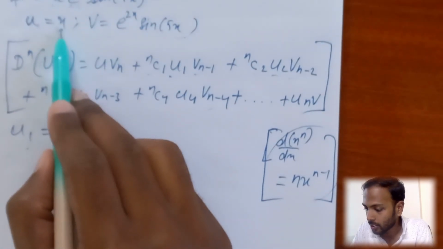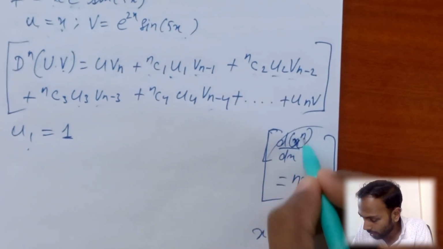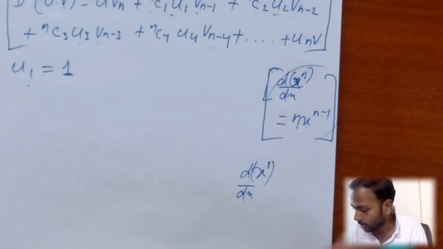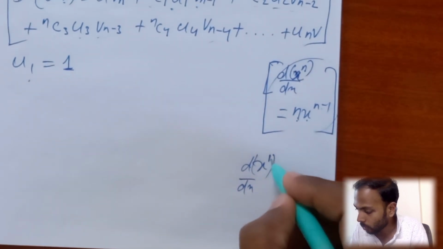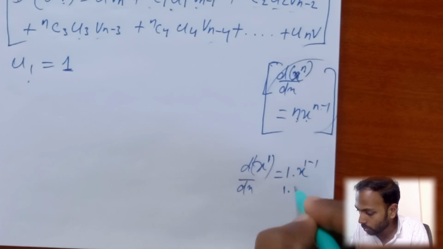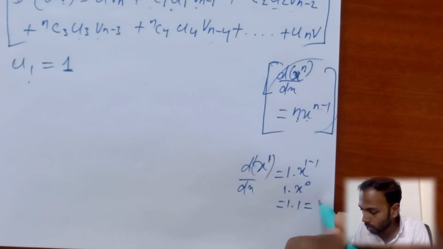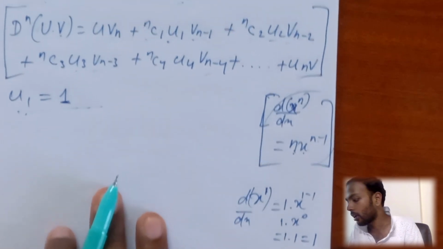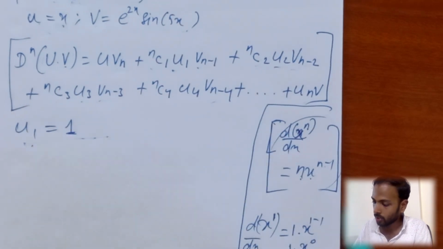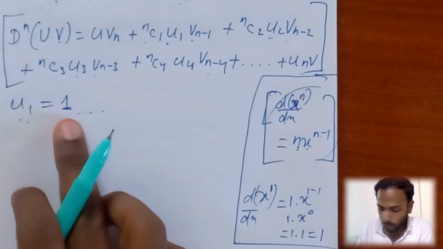So what is this? x, right? Can I write x as x power 1? Yes, I can. Differentiation of x power n is equal to n into x to the power n minus 1. What is n here? 1. So 1 into x to the power 1 minus 1, which is 1 into x to the power 0. And anything to the power 0 is 1. So this is nothing but 1 into 1, which is 1. That's how I got the differentiation of u is 1. This is just for your understanding. For those who already know this, just ignore it. So the first differentiation of u is 1.